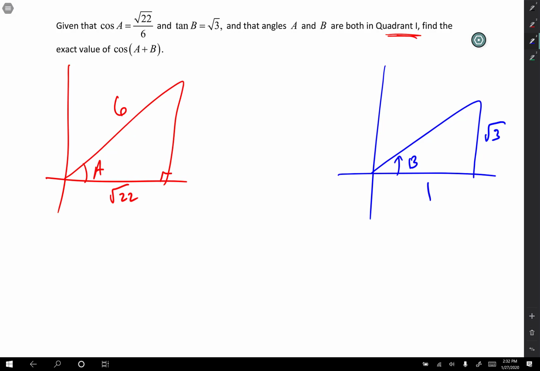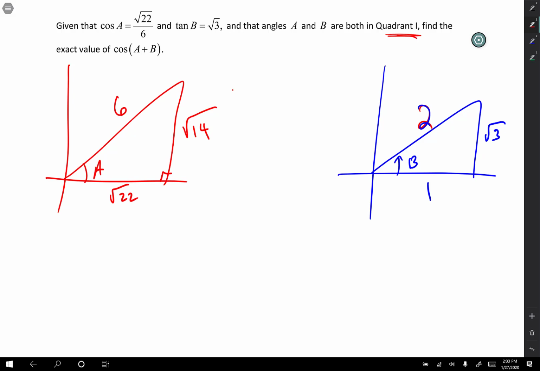So I'm looking at the red triangle, and I'm just doing Pythagorean theorem. So the square root of 6 squared minus 22. 6 squared is 36. When I subtract 22, I get 14. Square root of 14 doesn't break down, 7 times 2 is 14, so leave it alone. For the other triangle, square root of 3 squared is 3, 1 squared is 1, 3 plus 1 is 4. What's the square root of 4? That's 2 right there. That should not surprise you.